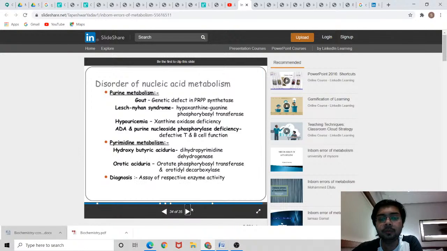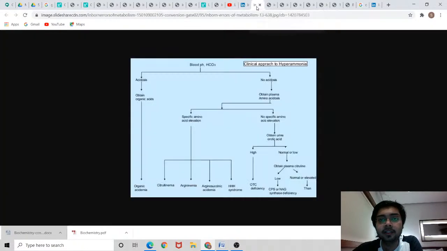Now coming to the most important part of the session, that is how you are going to differentiate whether it is a ketone metabolism, whether it is an amino acid disorder, or whether it is something else. So what you can do is take a clinical approach to hyperammonemia. If the patient is presenting with hyperammonemia, the first thing you need to see is whether your patient is having acidosis or not. If it is acidosis, obtain the organic acids that are causing it. So if they have mentioned it, then it will be due to that organic acidemia.